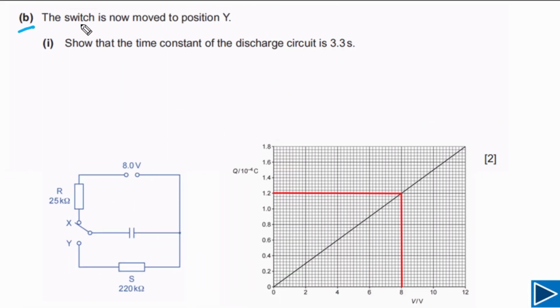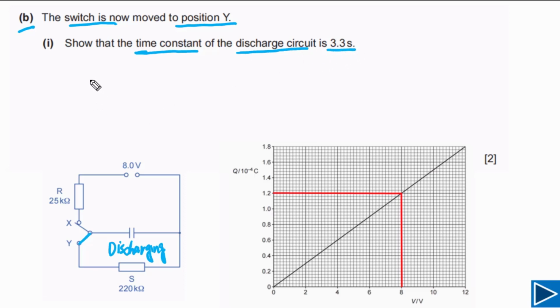For part B, it is given to us the switch is now moved to position Y. Means when the capacitor is fully charged, we move this switch to position Y. When we move to position Y, this capacitor will start discharging. So simply we can write down now the capacitor is discharging. And the question is asking us, we need to show that the time constant of the discharge circuit is 3.3 seconds.